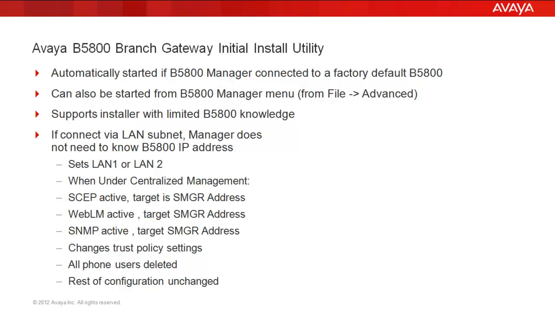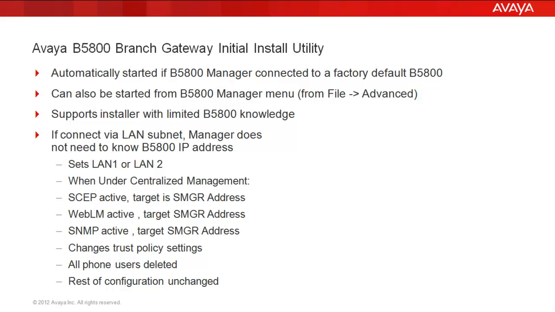The point of the installation utility is to support the installer in the field that may have limited B5800 knowledge. So instead of having to go through the configuration in various places, if you run the installation utility, it will allow you to set the LAN 1 or LAN 2 interface, and when you invoke centralized management in the utility, which I'll show, then you can target your system manager for SCEP exchange or certificate exchange with system manager, WebLM for licensing exchange, and SNMP to set system manager as an SNMP destination host.